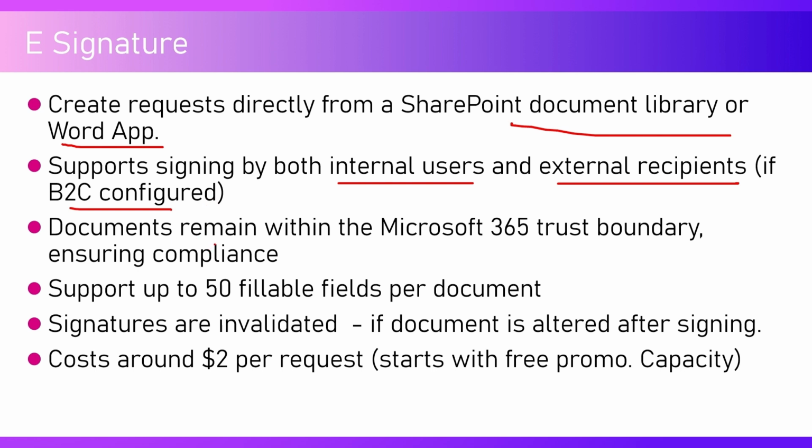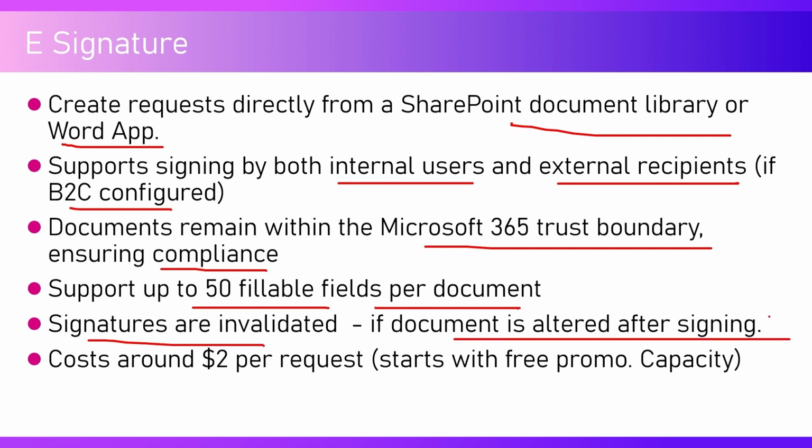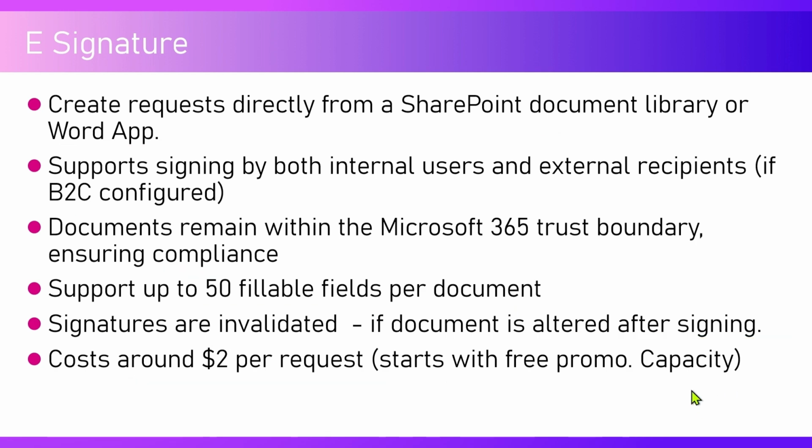Now, documents remain within the Microsoft 365 trust boundary, ensuring compliance. You can support up to 50 fillable fields per document. Signatures are invalidated if the document is altered after signing. So if you sign a document and then you make a change to that document, then the signature will be invalidated. It costs around $2 per request. It starts with a free promo capacity, so you can play around with this feature.